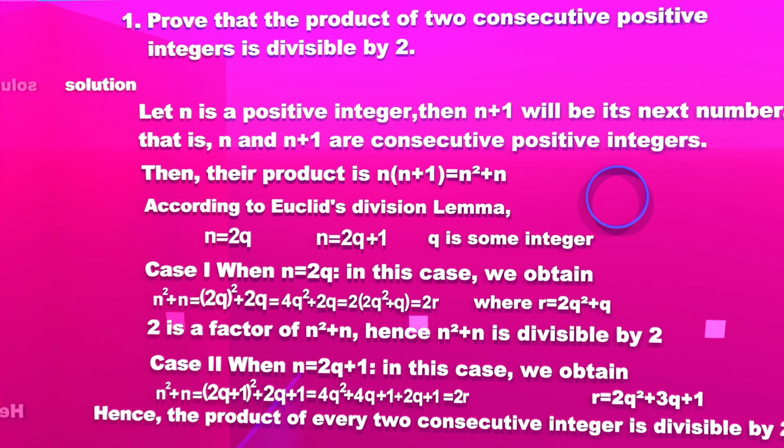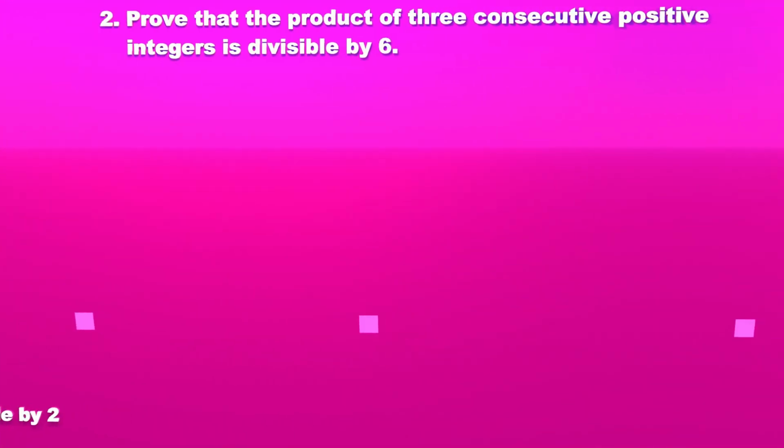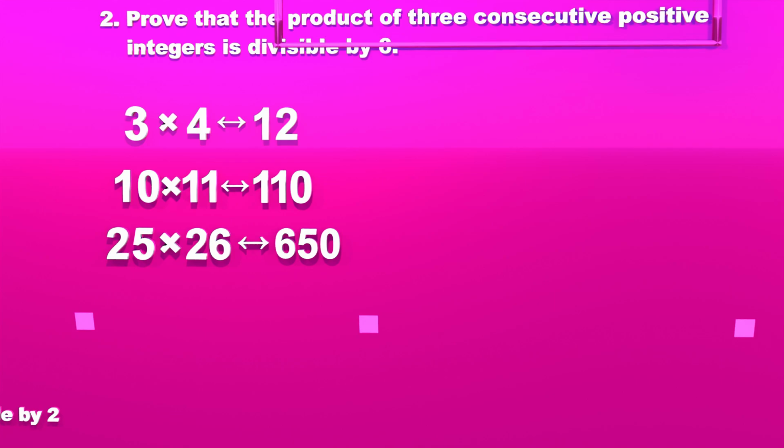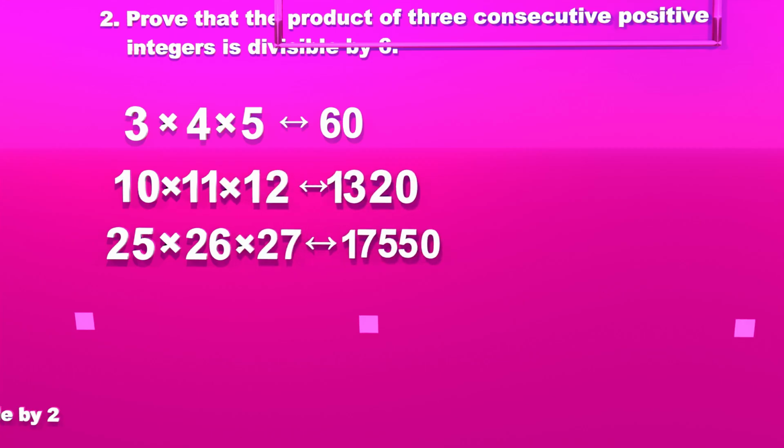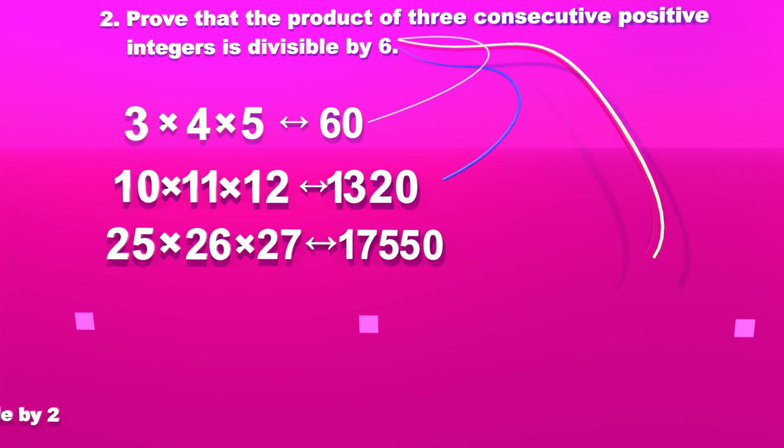Let's see the next question. This question is exactly the same as the last question. Let's take that last example to understand it. Here we have to take the product of three consecutive integers. That means we will take another number which is next to these numbers. Here we have 3, 4 and 5 and their product is 60. And we have 10, 11 and 12 and their product is 1320. Also we have 25, 26 and 27 and their product is 17,550. Now you can see all of these three products are divisible by 6. You can check it by yourself.